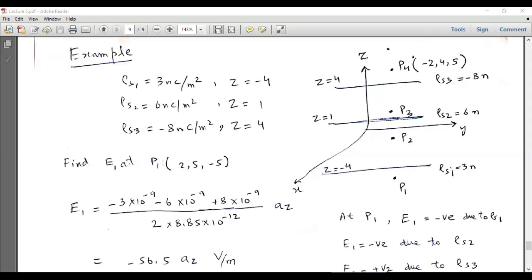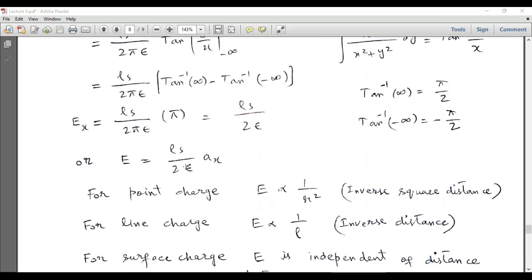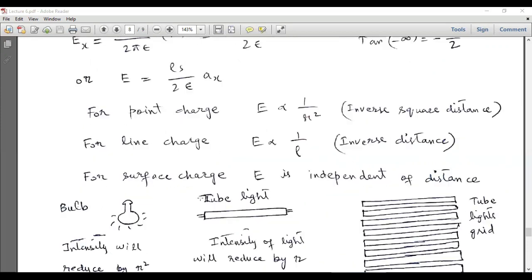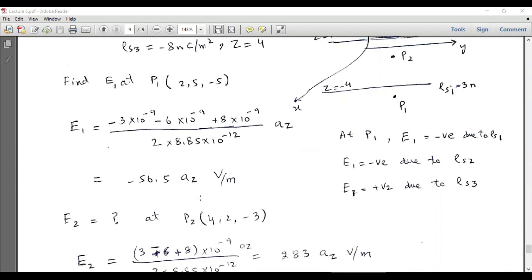So find the electric field at P1, and the coordinates of P1 are 2, 5, minus 5. This is point P1, and we have to calculate the electric field intensity at this point due to all three sheets of charge. We know that in surface charge distributions there is no distance dependency, so we just have to use the trivial expression, rho s over 2 epsilon. Rho s is given to us, epsilon is a constant, so we just put these values into the expression for the three charge densities. There is no calculation of distances involved.